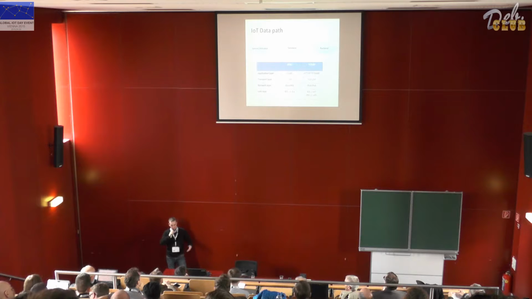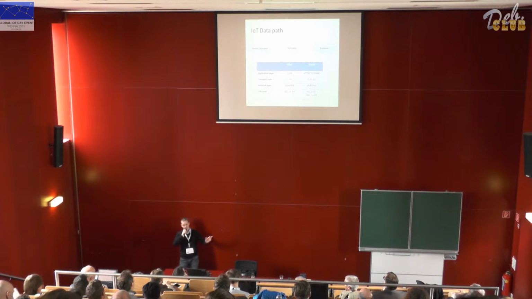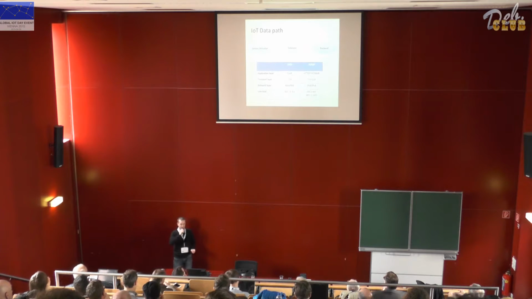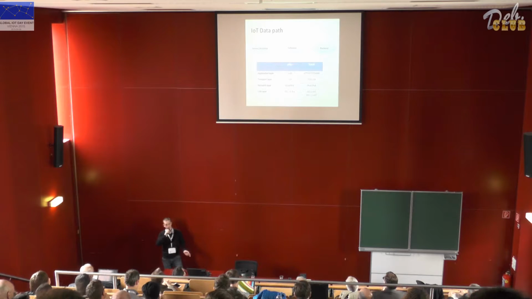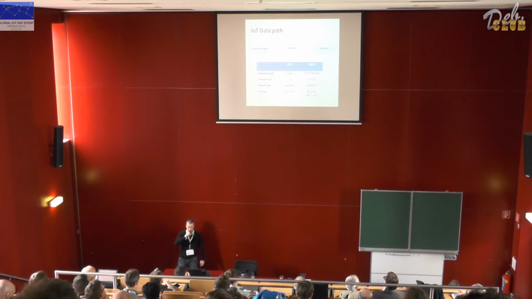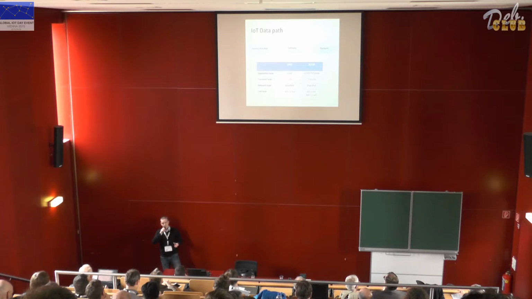6LoWPAN is the protocol which is based on the IP protocol, on UDP, and there is an IPv6 packet with a compressed header. What is amazing about 6LoWPAN is that this protocol is not running over Wi-Fi, but it is running over the radio. And it is running over UDP, as we can see in the table in the picture.